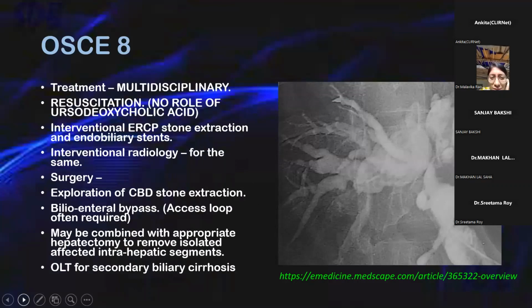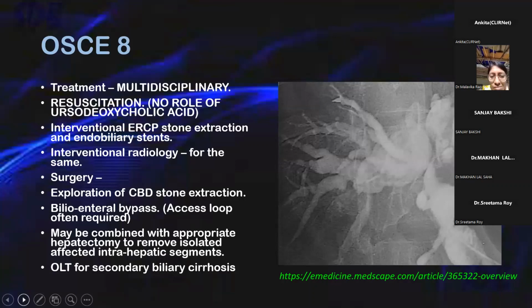So, important thing, because it's a pigment stone, ursodeoxycholic acid has no action. So the options are basically interventional ERCP stone extraction and endobiliary stents, or interventional radiology. At surgery, you do an exploration of the common bile duct for stone extraction. Sometimes you do a bilioenteric bypass, and you often need something called an access loop.